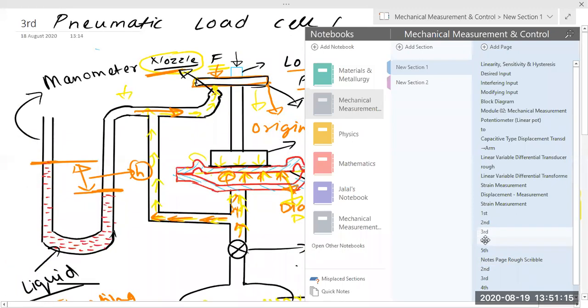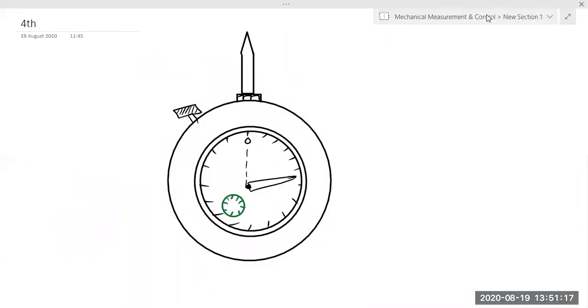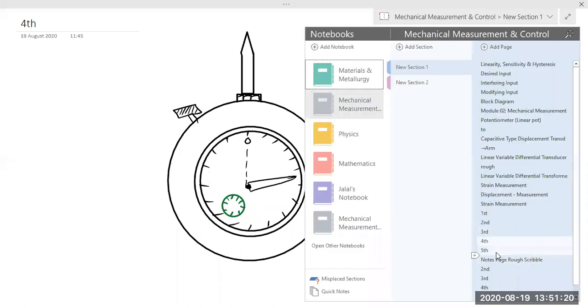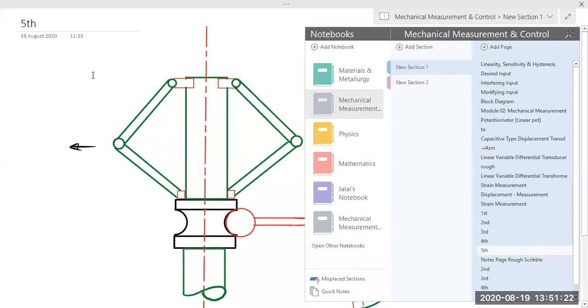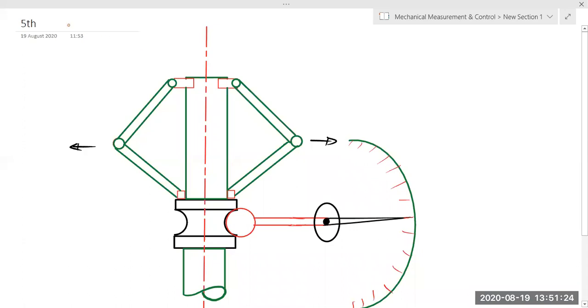So I will just take this for you. Rather than taking this, I'll start with this. Okay, this is my flyball tachometer.